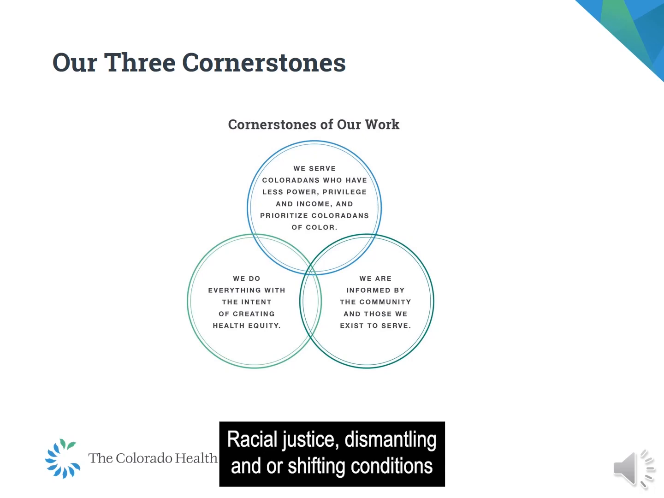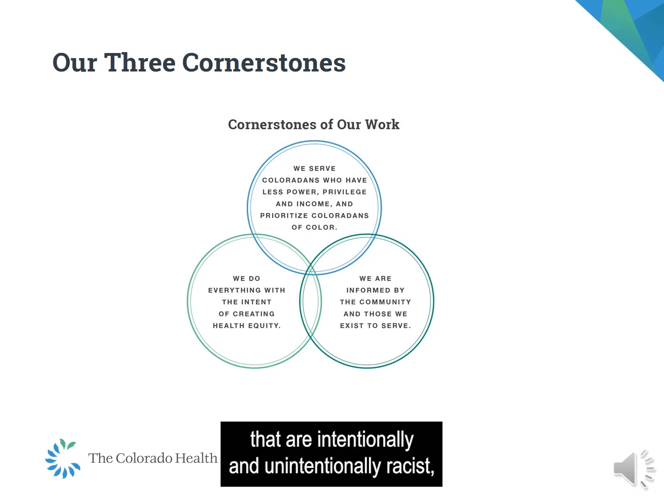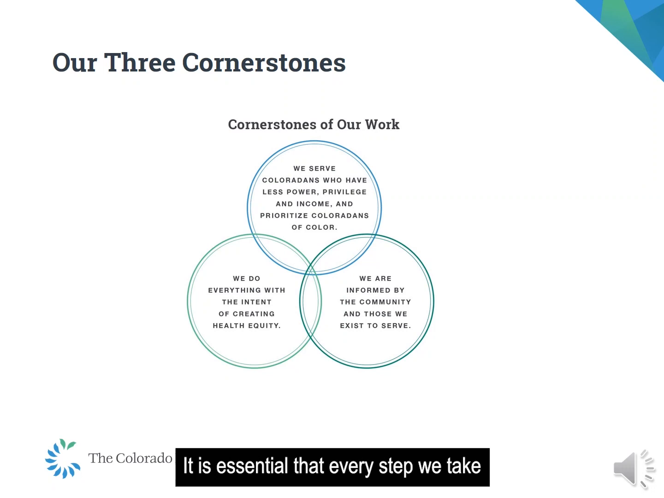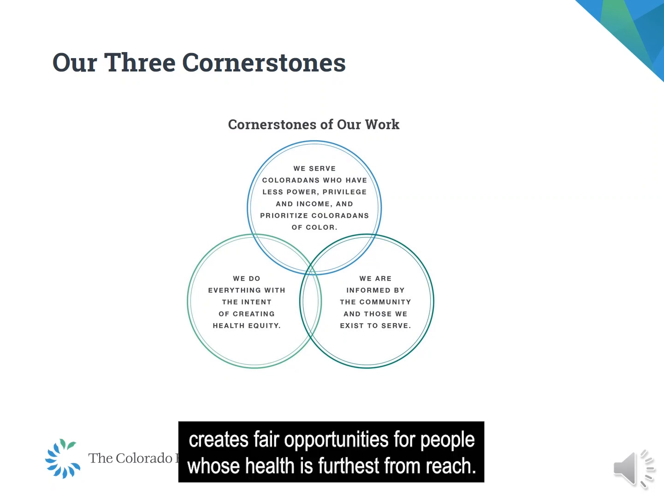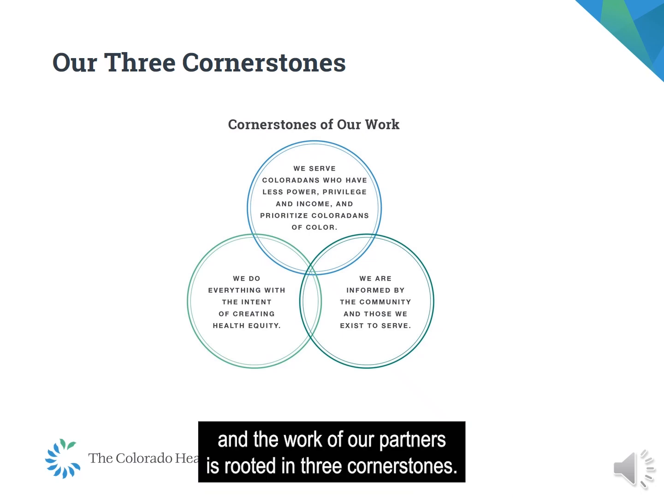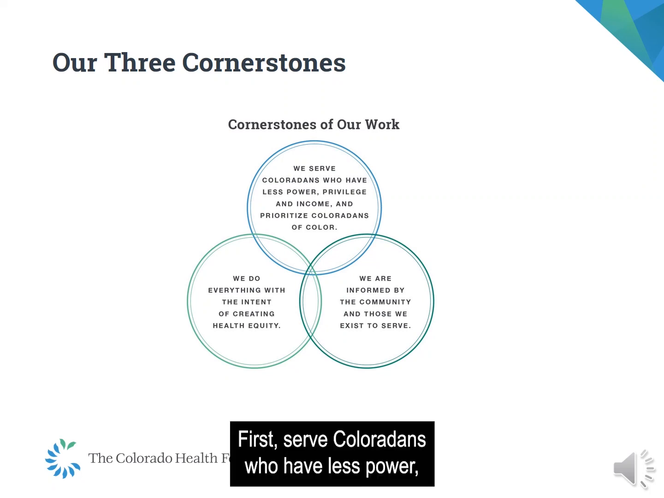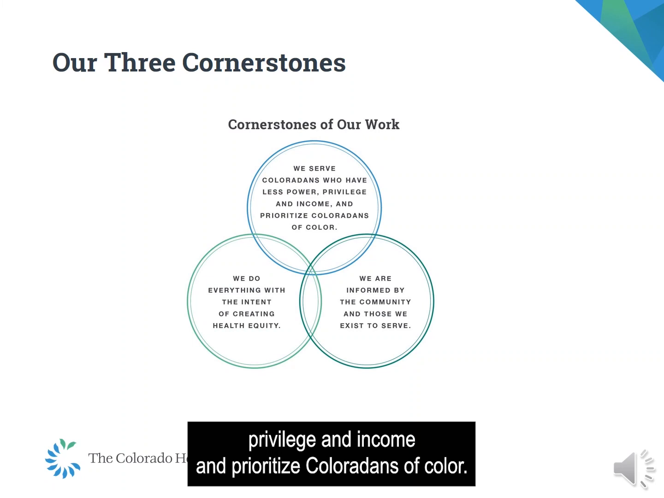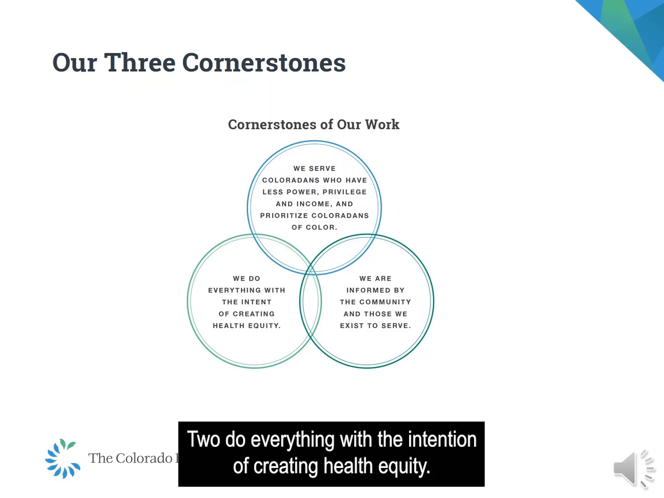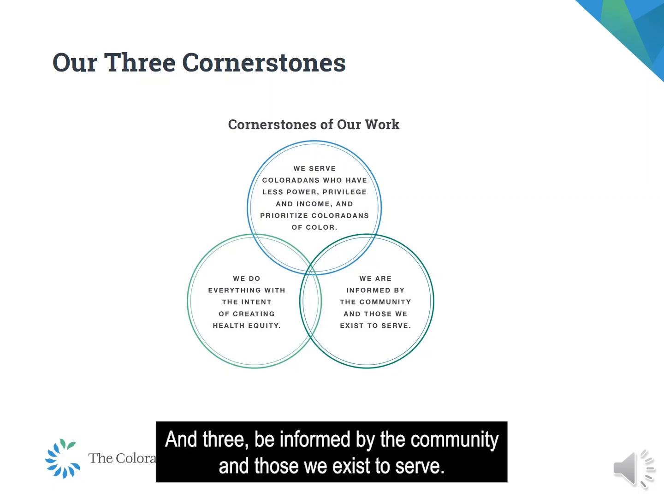Racial justice, dismantling and/or shifting conditions that are intentionally and unintentionally racist, is the key pathway in our work to achieve health equity. It is essential that every step we take creates fair opportunities for people whose health is furthest from reach. This is why our work, and that which we expect in the work of our partners, is rooted in three cornerstones. First, serve Coloradans who have less power, privilege, and income, and prioritize Coloradans of color. Second, do everything with the intention of creating health equity. And third, be informed by the community and those we exist to serve.